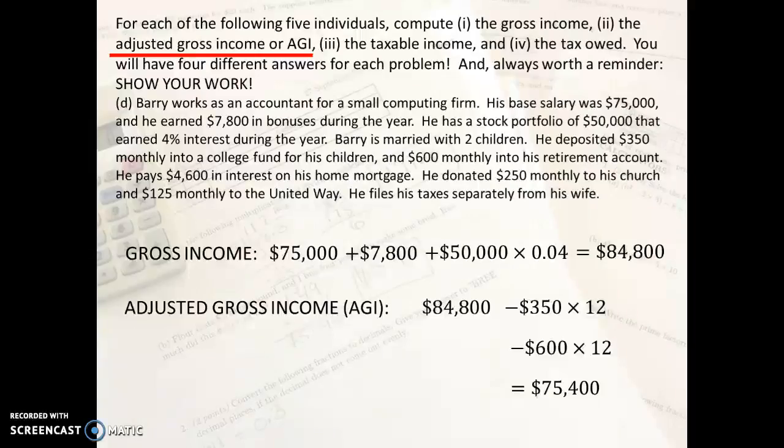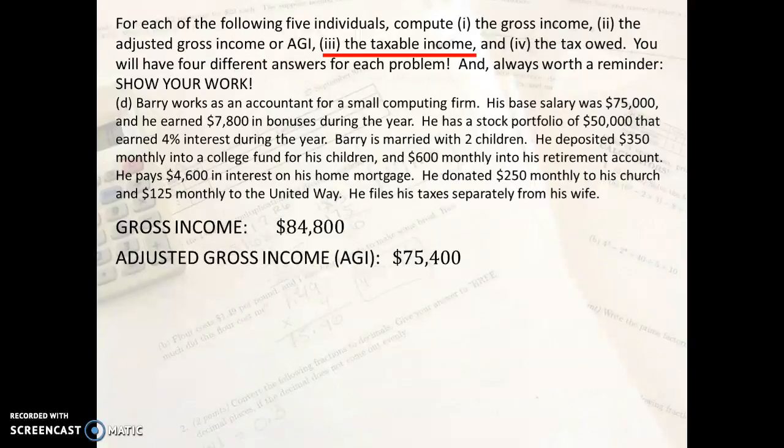Why did I only subtract those two numbers, not this $250 for the church? Adjustments are very specific. I don't care about church. I don't care about United Way. I care about retirement, and I care about college expenses. All right, so we got the gross, money coming in. We get the adjustments, college and retirement.